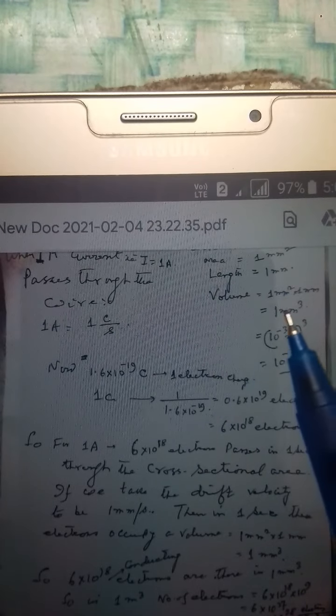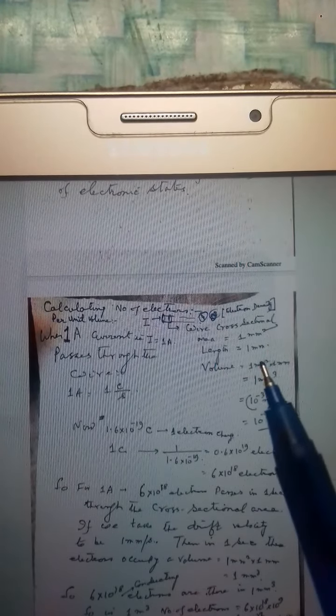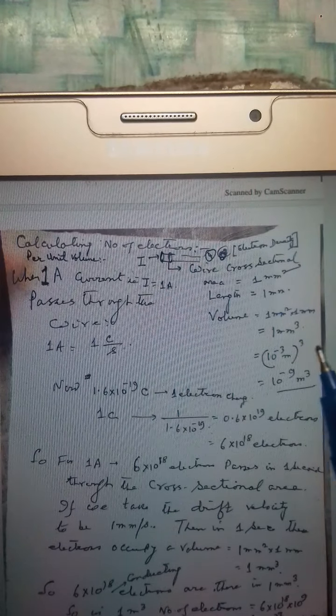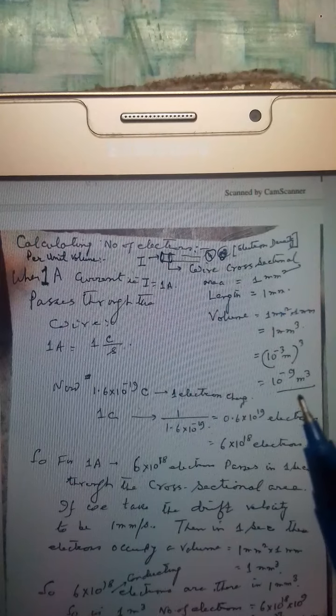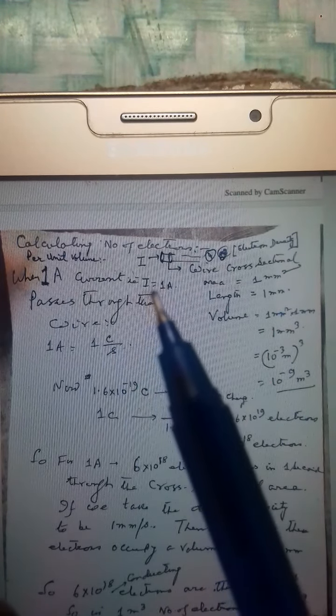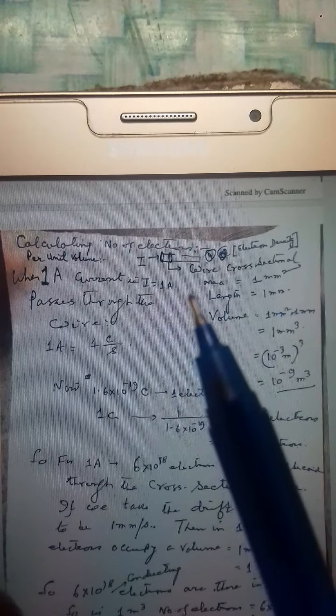Now, the volume of this copper wire with 1 millimeter length and 1 millimeter square cross section is 1 millimeter square into 1 millimeter, equal to 1 millimeter cube. That means (10 to the minus 3 meter) whole cube, 10 to the minus 9 meter cube. Now, say take an example, 1 ampere current passes through a wire. So I is equal to 1 ampere.